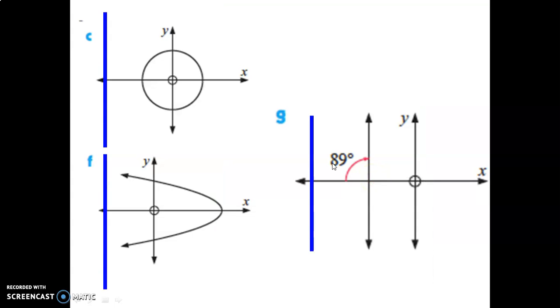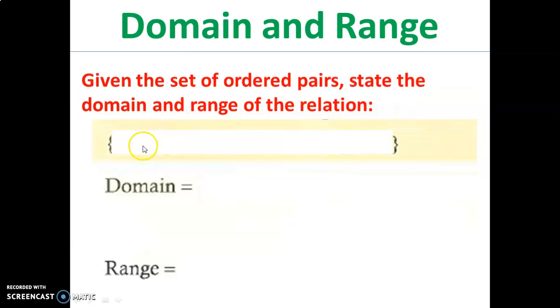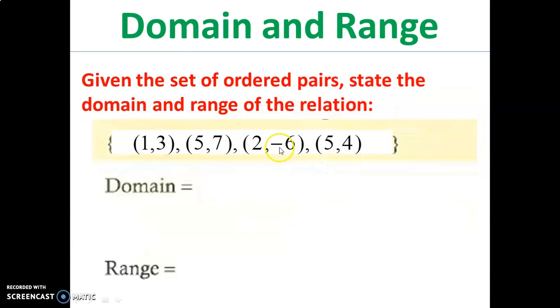Okay, let's look at the next thing. So now we're going to talk about domain and range. Let's say you are given a relation like this. Here's a relation given as a set of points, so it's a limited set of points. There we have it. What's the domain?